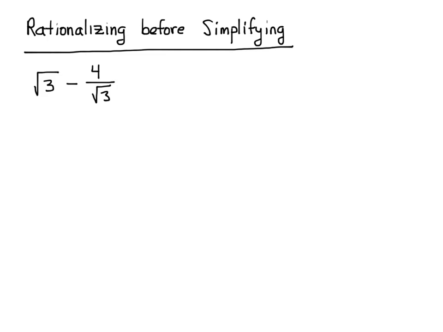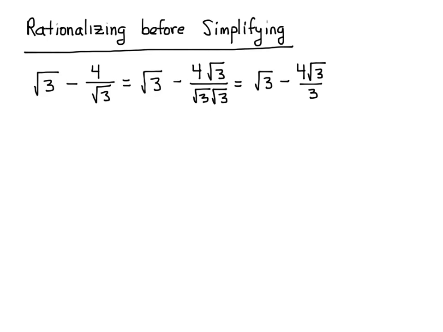Okay, so here, when you have a radical in the denominator, you might want to rationalize that before you simplify. So in this case, what we do is we rationalize the second term by multiplying it by radical 3 over radical 3. And so we'll get then 4 radical 3 over 3. And so now we can take the, this is essentially 1 in front of here. 1 minus 4/3 is going to be negative 1/3. And so we can combine those two.